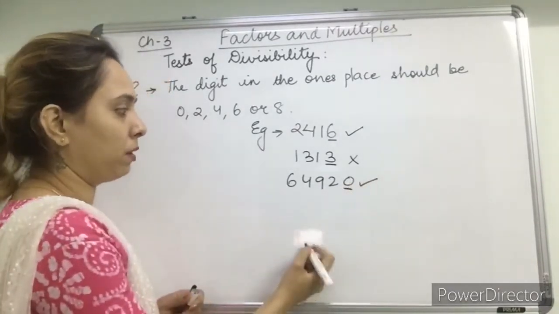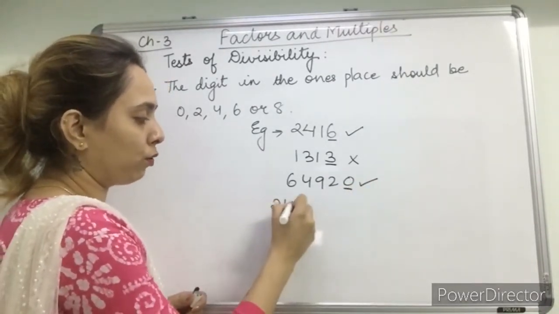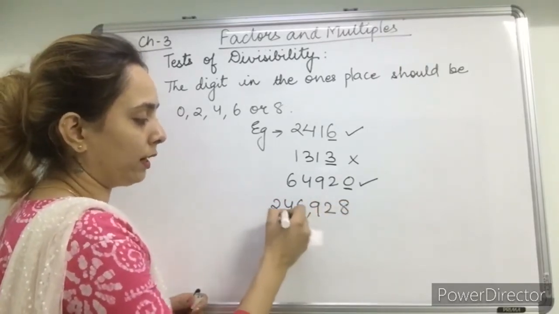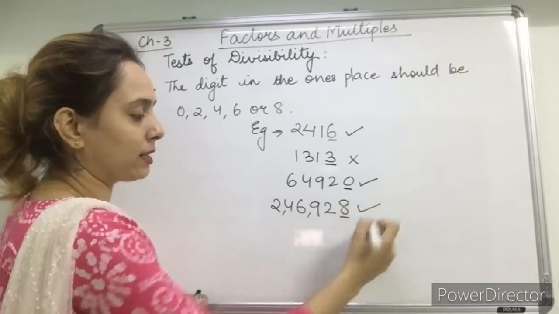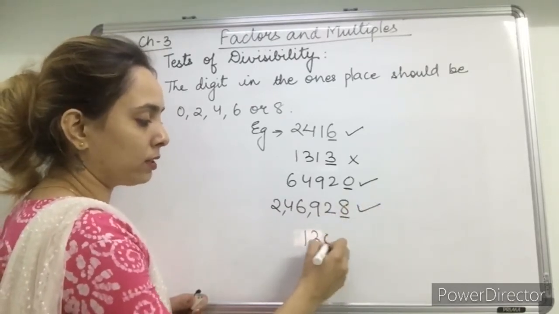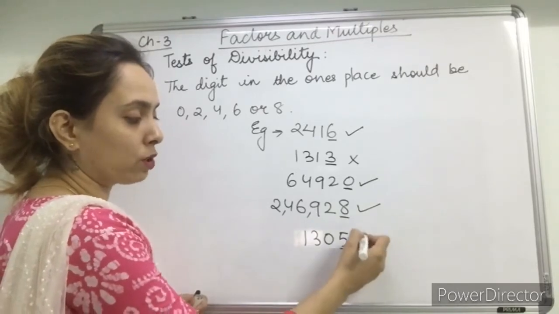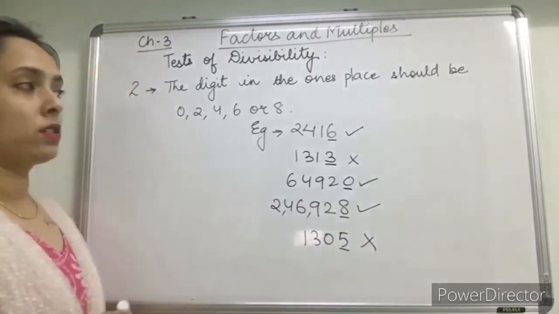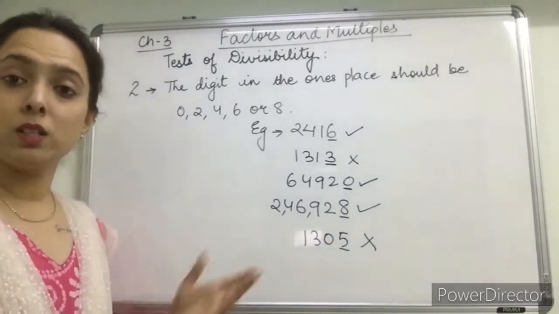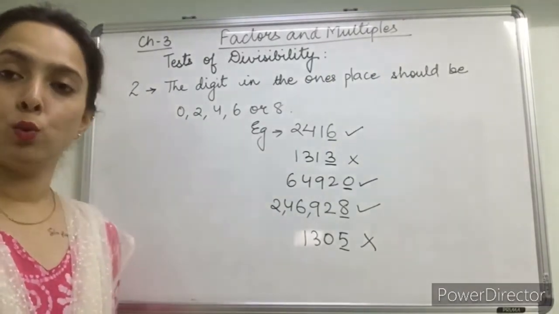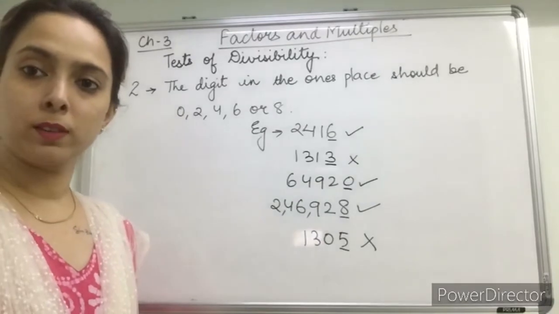Yes, it is divisible. If I write 246928, here again the number is ending with 8. Yes. If I write 1305, the number is ending with 5, so it is not divisible by 2. This was rule number 1, that is the divisibility rule for 2.